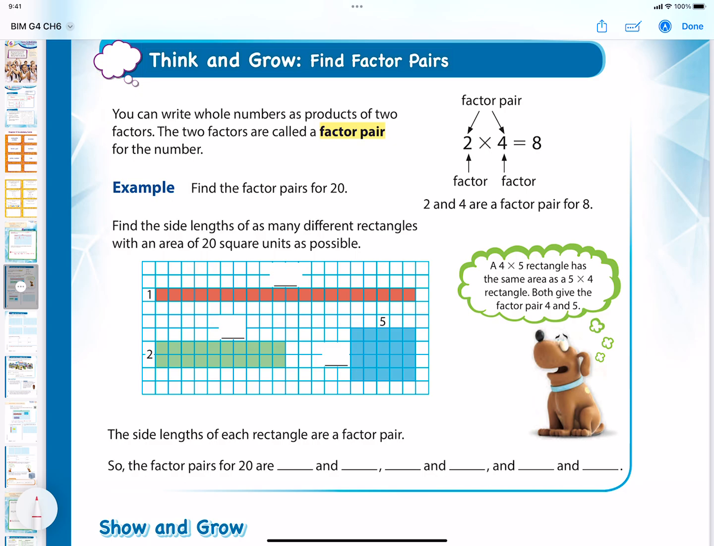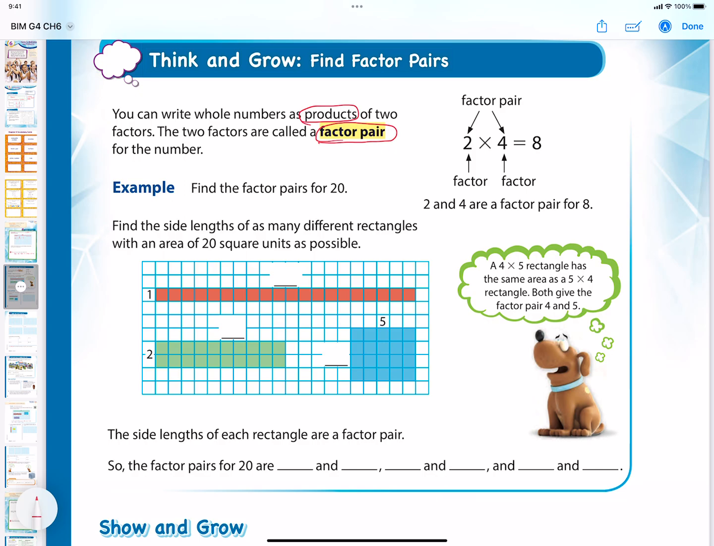Now here you can write whole numbers as products of two factors. So when we have a product, this is the what? The answer of multiplication, right? And the numbers that you need to multiply together, those two numbers we call what? Factors, okay? And then two factors are called what? A factor pair, okay, for the number. So please remember factor pair. All right, now we are going to move on. Example, find the factor pairs for 20.